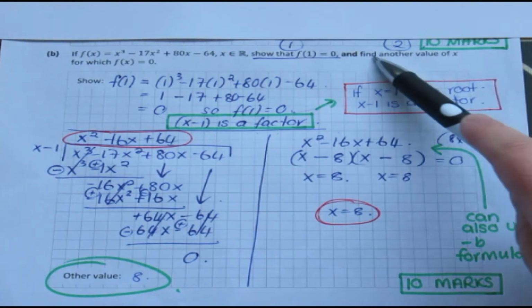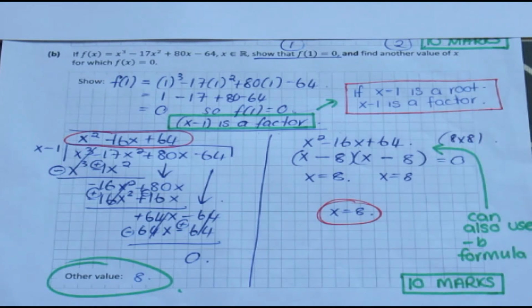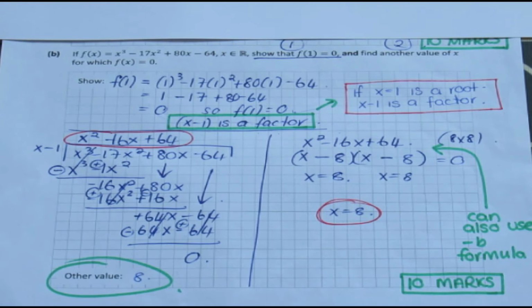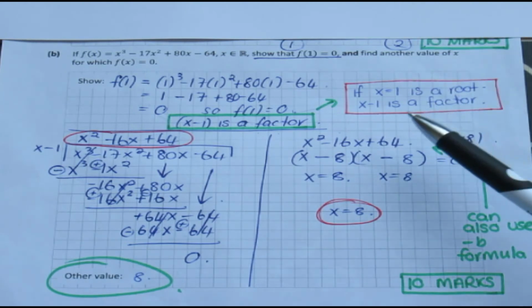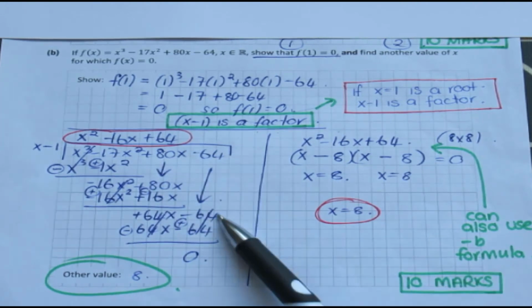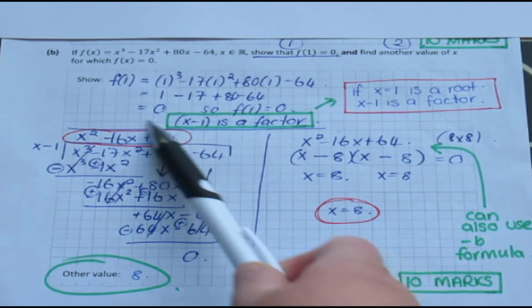Moving on to the second part, it says find the other value of x. When you have a cubic equation, you're asked to find all of its roots or just some of them. What you generally do is you find one root, usually by substitution. Now they give us that information here, so that job is done. Then you take that root, turn it into a factor, and divide it into the cubic equation. I'm going to do algebraic long division here.